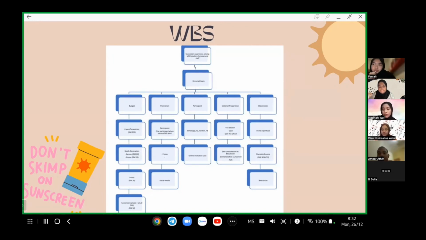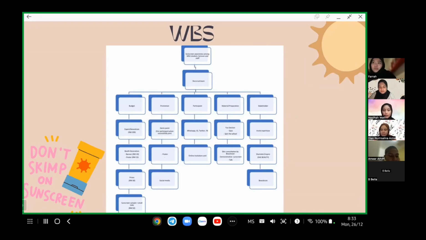And for promotion, we include the Gemspawn poster and also social media. For the participants, we want to interact and engage with them through WhatsApp, Instagram, Twitter, Facebook, and also an online invitation card, a bit like a poster. And for the material preparation, we have a fun section, which includes a quiz and spin the wheel.